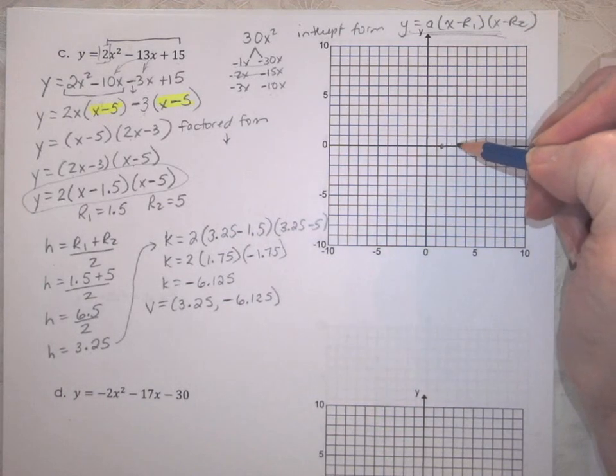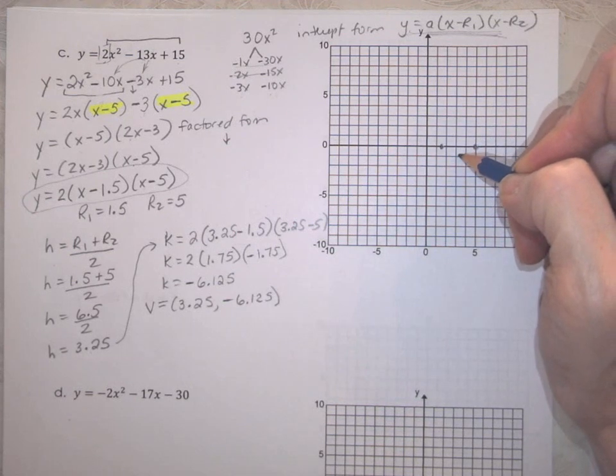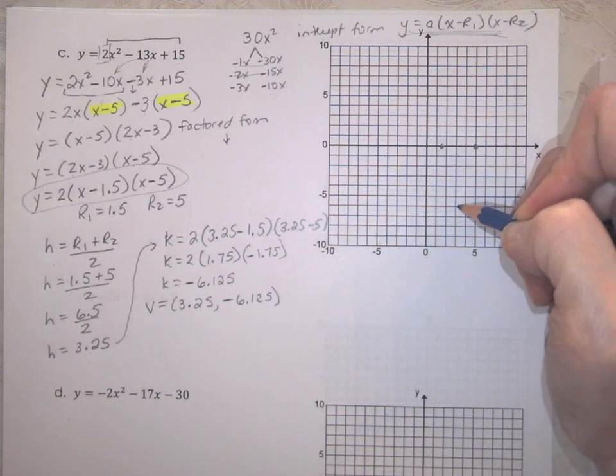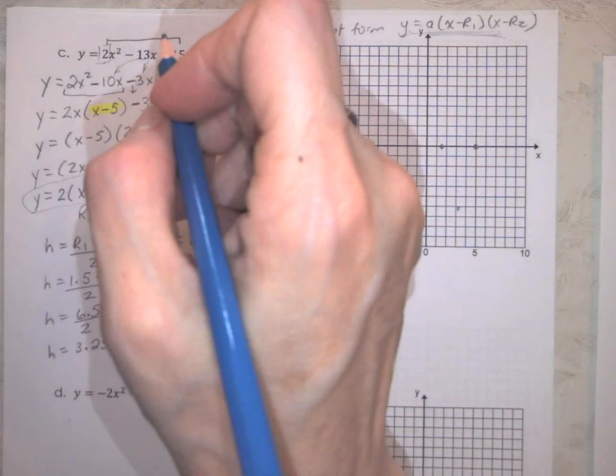So here's 3. So 1, 2, 3 1/4 is just 1/4 of the way into this square. And then we're going to go down to 6.125. So 1, 2, 3, 4, 5, 6, and just a little bit below 6 would be 6.125. So there's my vertex.